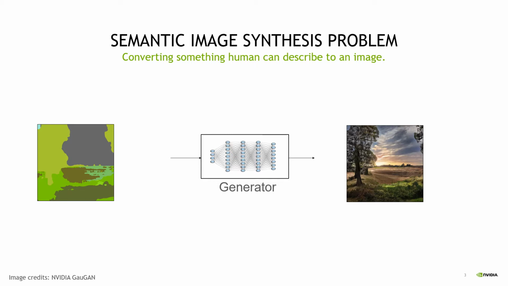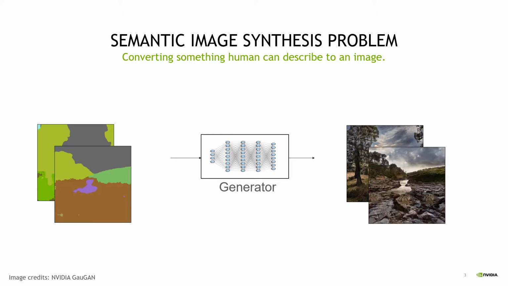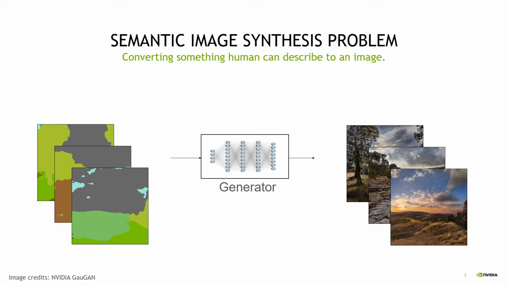And this is also something humans can draw with some kind of Microsoft Paint-like tool. You can describe an image by painting semantic labels on the canvas. And when you use different semantic labels, different segmentation maps, you get different output images. Today, the focus will be mostly on this form of semantic image synthesis, converting a semantic segmentation mask to a photorealistic image.